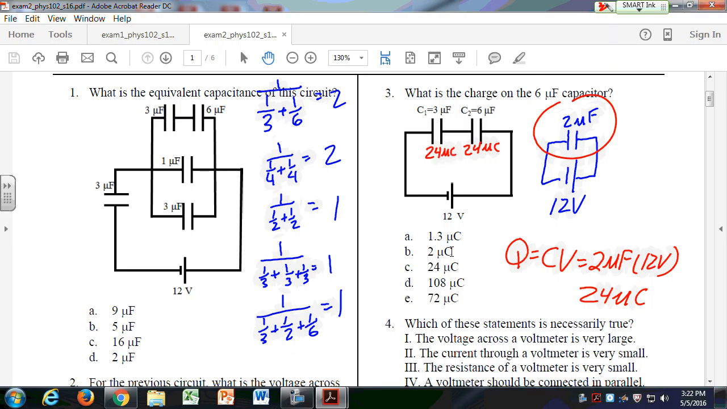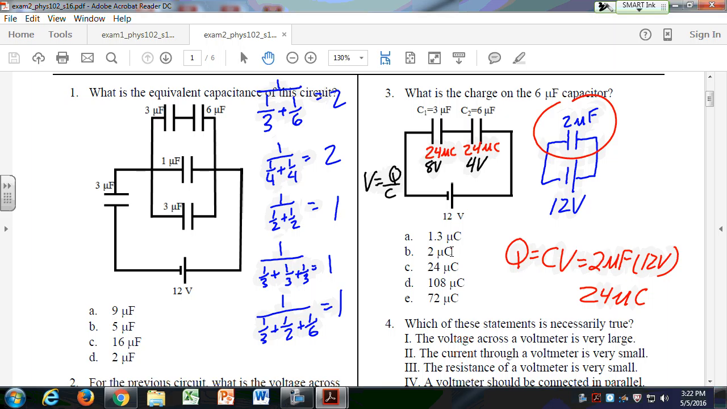By the way, this question doesn't ask it, but we could take it a step further and find out what V is. V is Q divided by C. So I'd do 24 divided by 3 is 8 volts, and 24 divided by 6 is 4 volts. So you could do that.